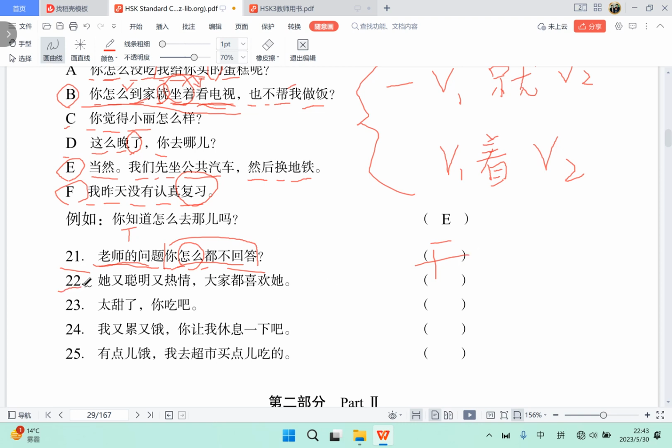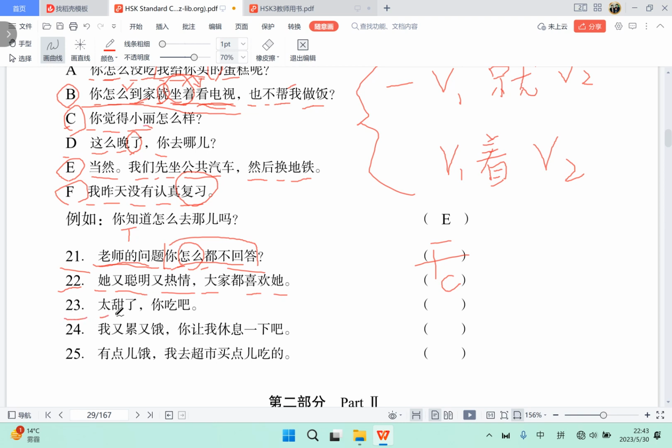Okay, in 22, 他又聪明又热情, so both smart and warm. 大家都喜欢她, everyone likes her. So it's a reply to how, 怎么样? So this one should be C, right? C. And 小丽, Li is 美丽, beautiful. So normally this is the name of a lady.